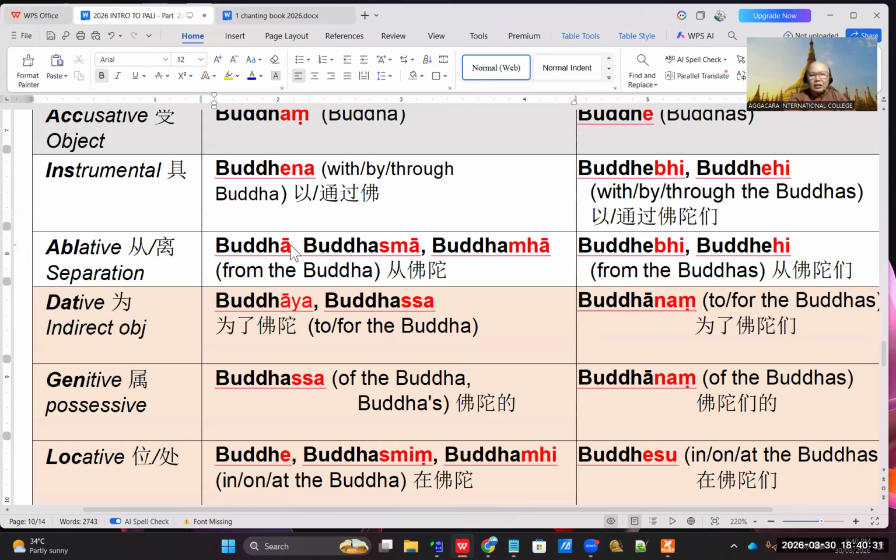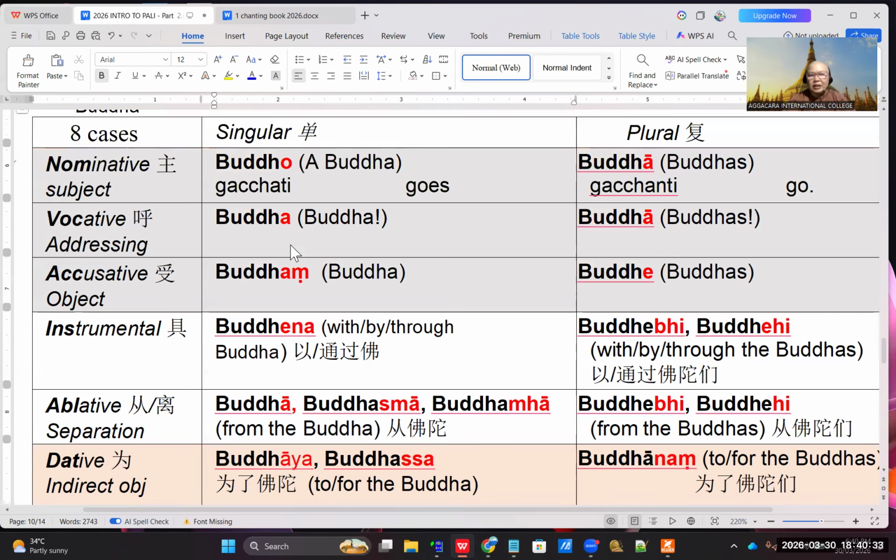This Buddha, you can see earlier on the nominative and vocative also had Buddha with a long A. So this one is also long A. But actually this Buddha is a short version of Buddhasma, Buddhamha. Remember when we learned in a verb, there's a long version and a short version. So Buddha is actually the short version of Buddhasma, Buddhamha. So ablative will be Buddha, Buddhasma, Buddhamha, Buddhebi, Buddhehi.